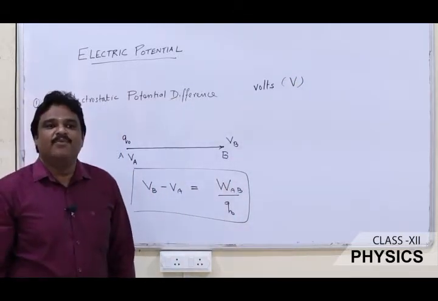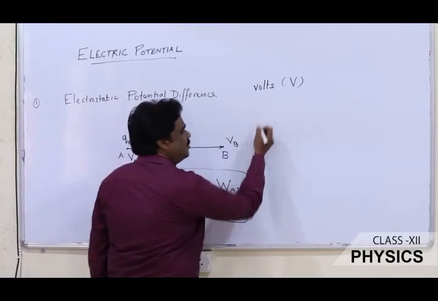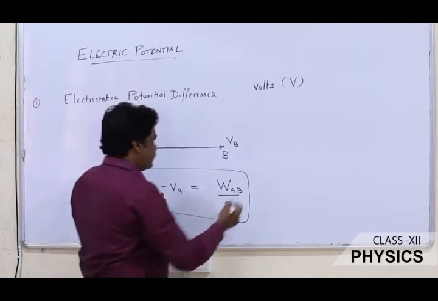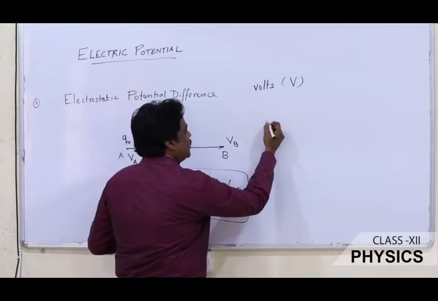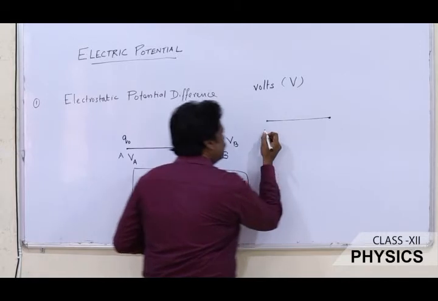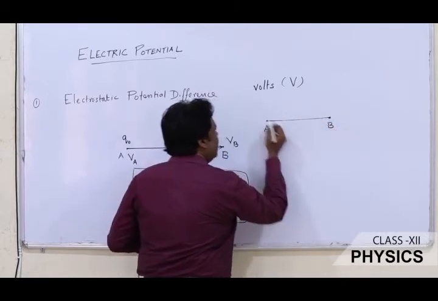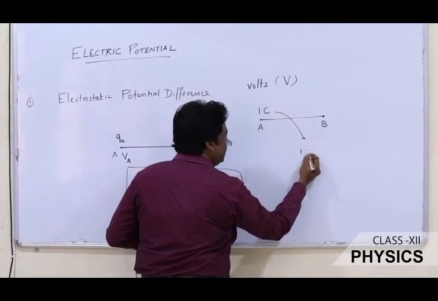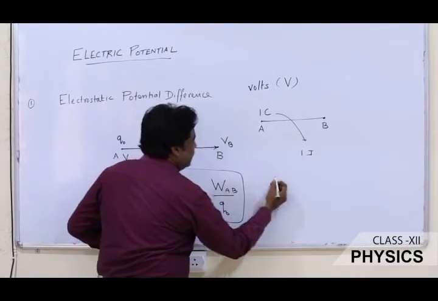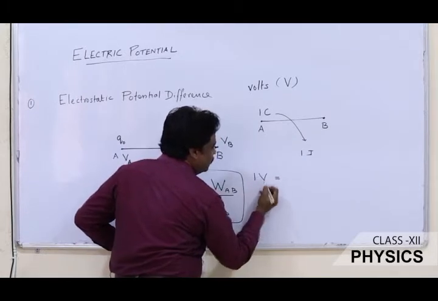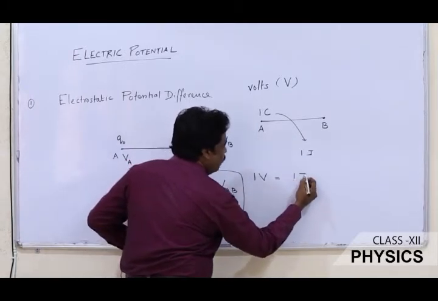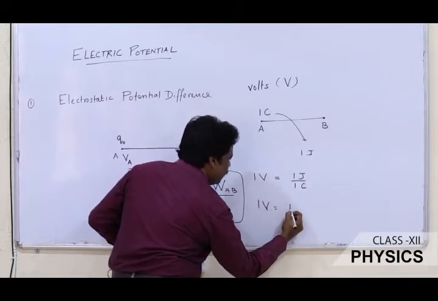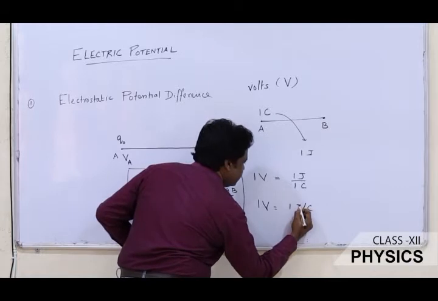Now we are going to define what 1 volt is. You know how to define any unit. The logic is very simple. I am going to use the formula. As per the definition, the 2 points are A and B. If I am moving 1 coulomb of charge, and the equivalent work done is 1 joule, then the potential difference is said to be 1 volt. So 1 volt can be written as 1 joule by 1 coulomb, so 1 V equals 1 J/C.